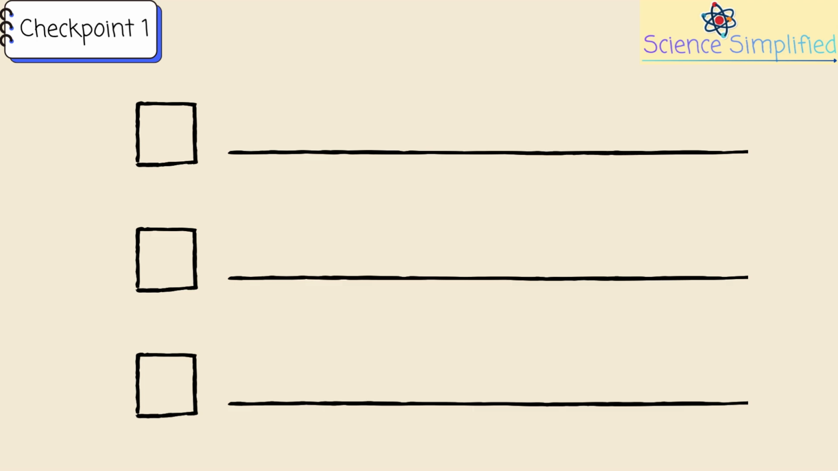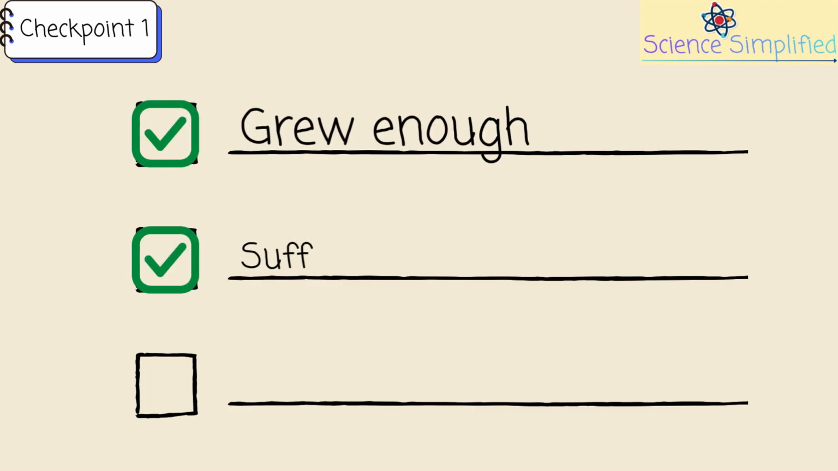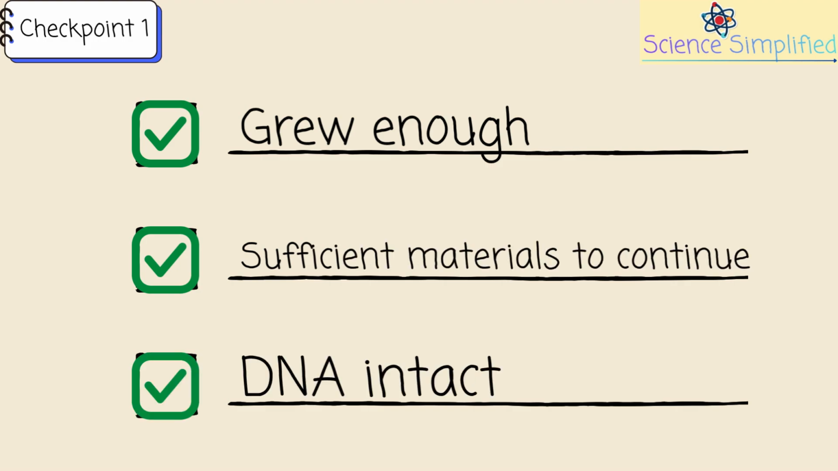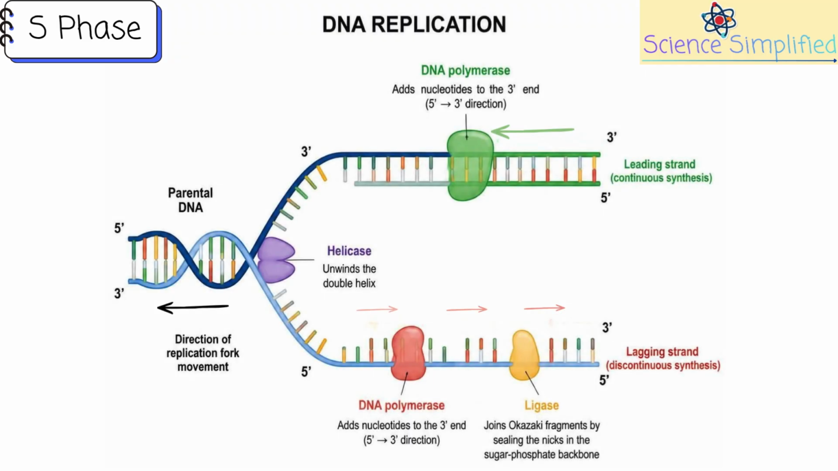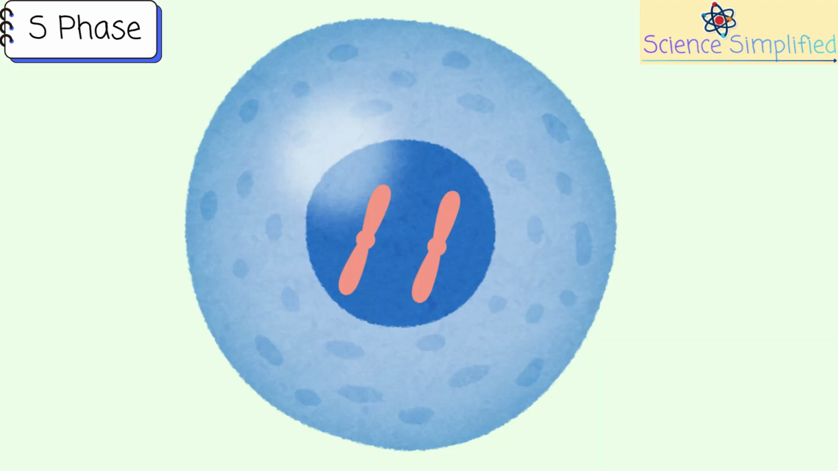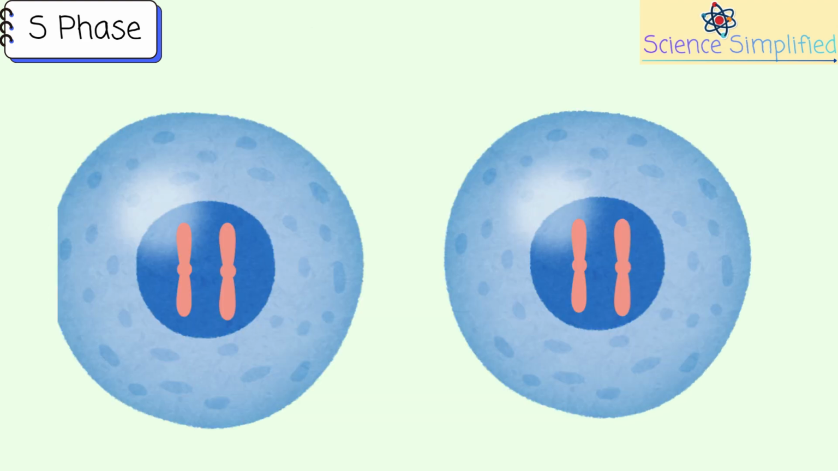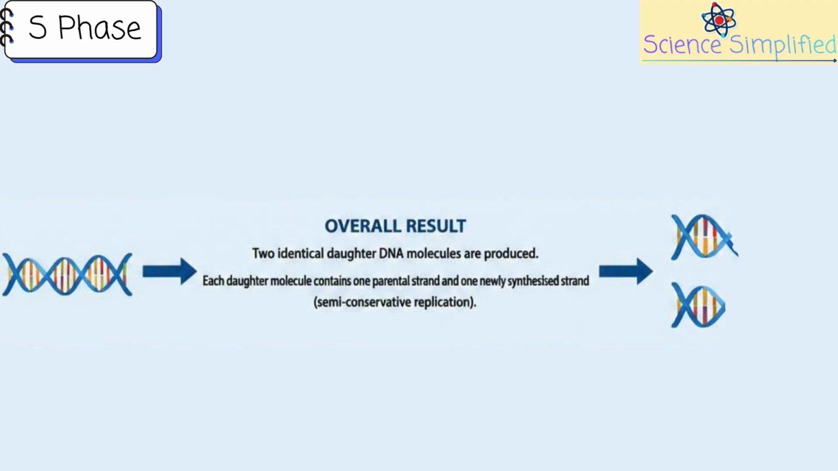At the end of the G1 phase, the first checkpoint is reached where the cell makes sure that it grew enough, has enough materials to continue, and if its DNA is damaged or not. Next, the cell goes into the S phase, which is when the cell's DNA in the nucleus is replicated, so when the cell splits, each new cell will get one full set of DNA. We'll probably make a separate video to delve deeper into DNA replication later on.